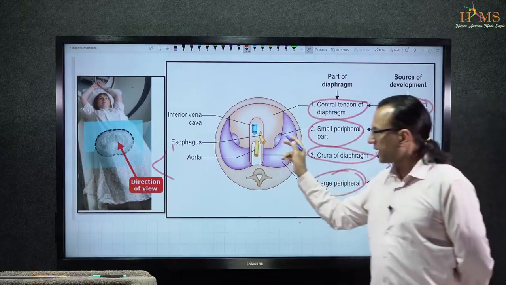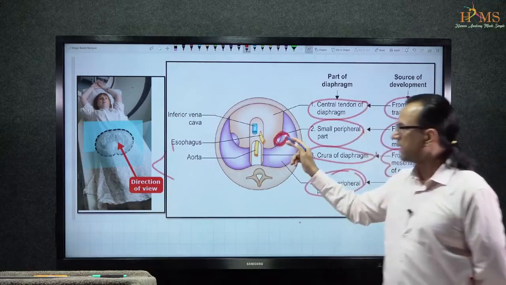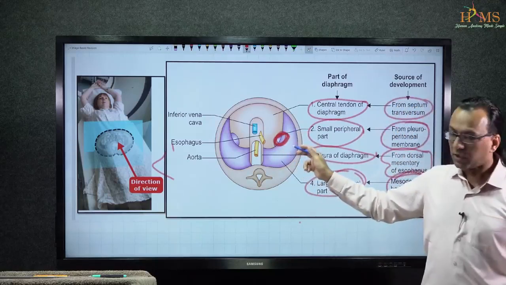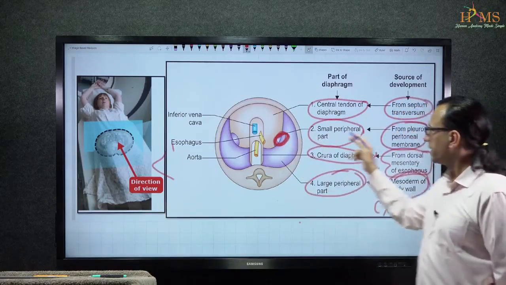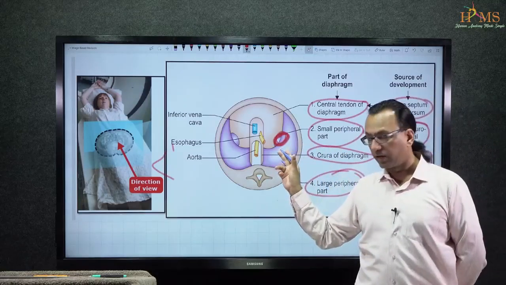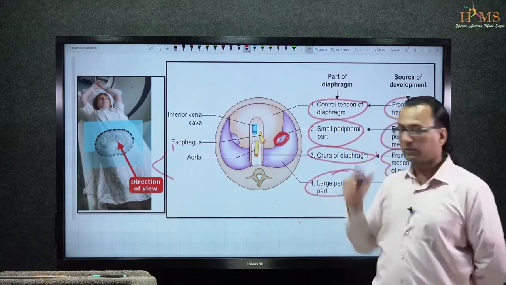The problem will be if I have a deficiency in the left pleuroperitoneal membrane, that can lead to Bochdalek hernia, or the Bochdalek foramen will be here. So the problem will actually be a congenital diaphragmatic hernia. That should be our answer as such.